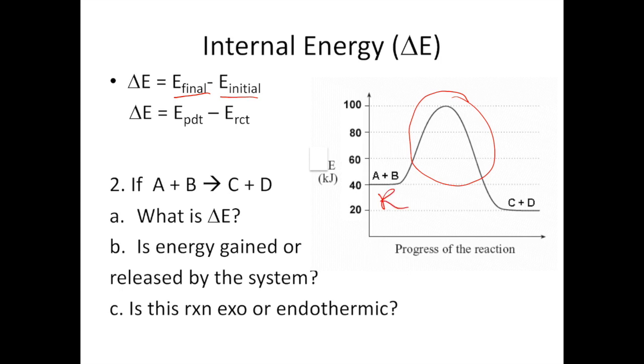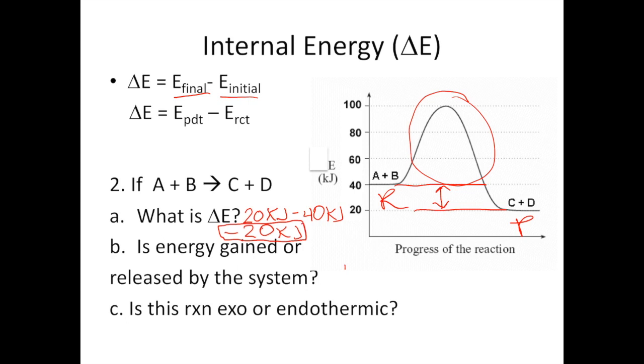So here are your reactants. Here are your products. A plus B goes to C plus D. So all we care about is the difference here. I care about that energy difference. So if I'm doing final minus initial, you take 20 kilojoules minus 40 kilojoules, your answer is negative 20 kilojoules. That's my delta E, just final minus initial.